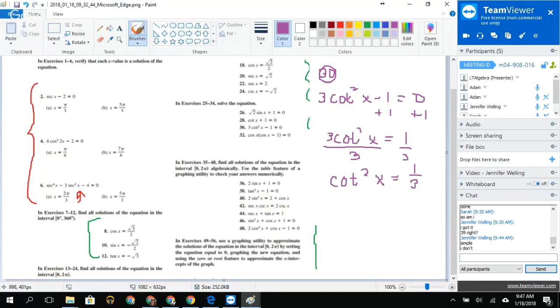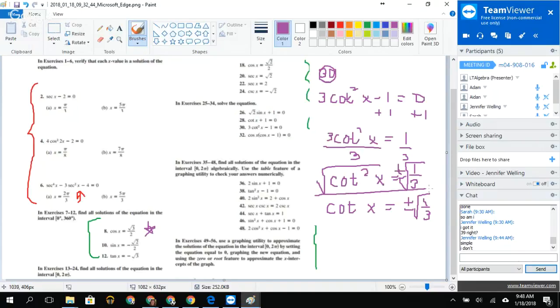We want to get x by itself as much as possible. Since we have a squared term on the left side, let's take the square root of both sides. One thing about taking the square root is don't forget the plus or minus. So we have the cotangent of x equals plus or minus the square root of 1/3. Now we're back to the same situation as when we solved number 8.